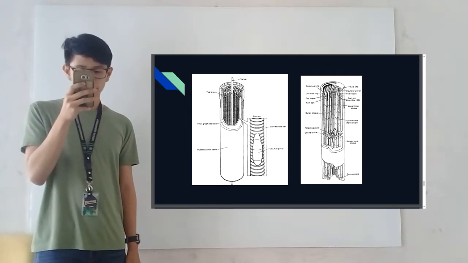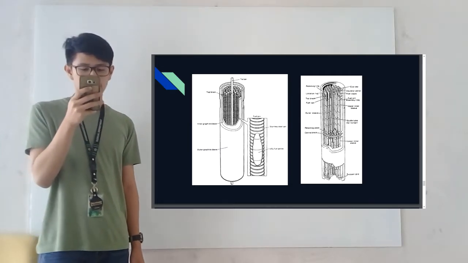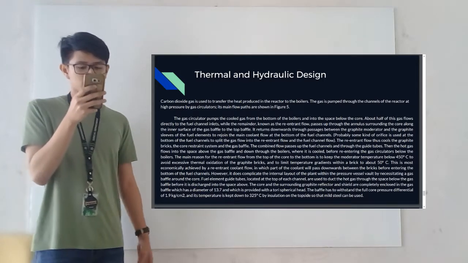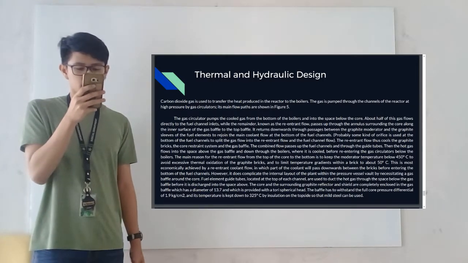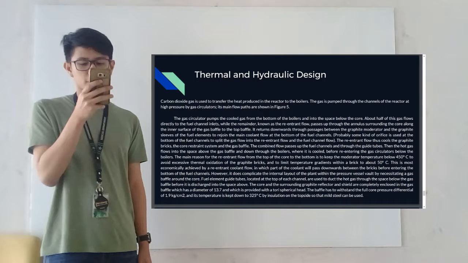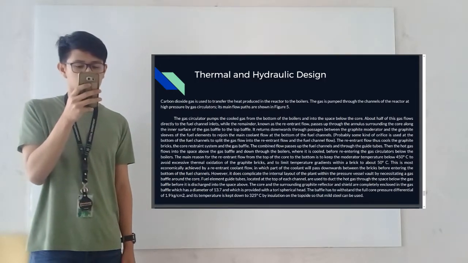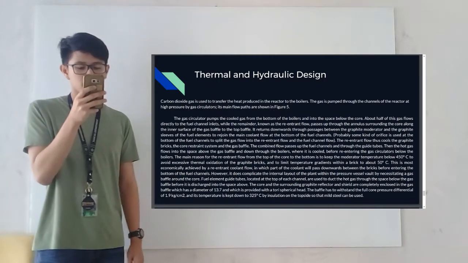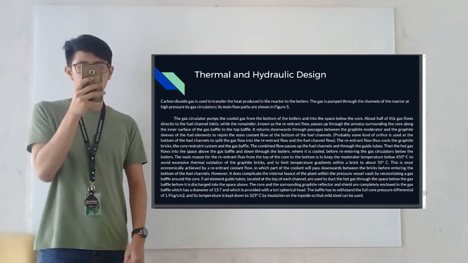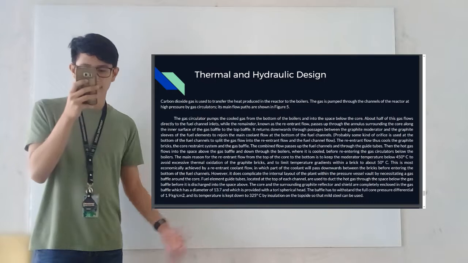Then for the thermal and hydraulic design, carbon dioxide gas is used to transfer the heat produced in the reactor to the boilers. The gas is pumped through the channels of the reactor at high pressure by gas circulators. Its main flow paths are shown in this figure.